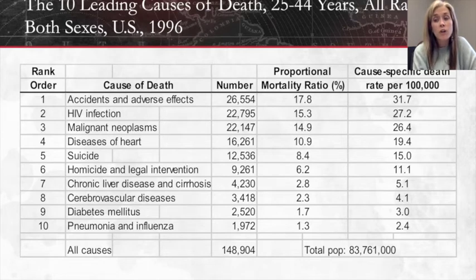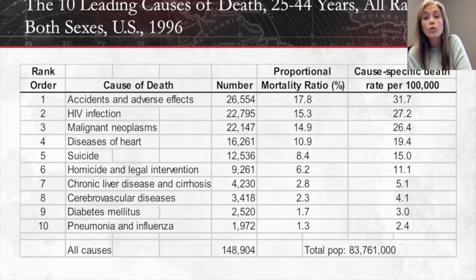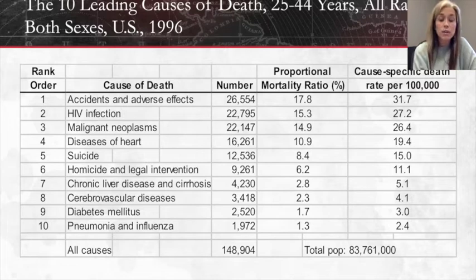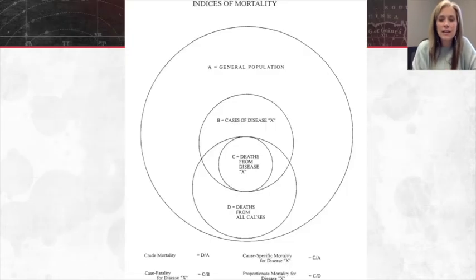Now, if you were to look at the cause-specific death rate, that is how many deaths are due to accidents and adverse effects per 100,000 in the population, that's a very different measure, and in this case it's 31.7. So take some time to really tease out, if I was to be asked the difference between proportional mortality ratio, cause-specific death rate, and a crude death rate, would I be able to highlight those differences? Because ultimately what happens is they all start to sound the same, but in reality, they tell you completely different numbers.